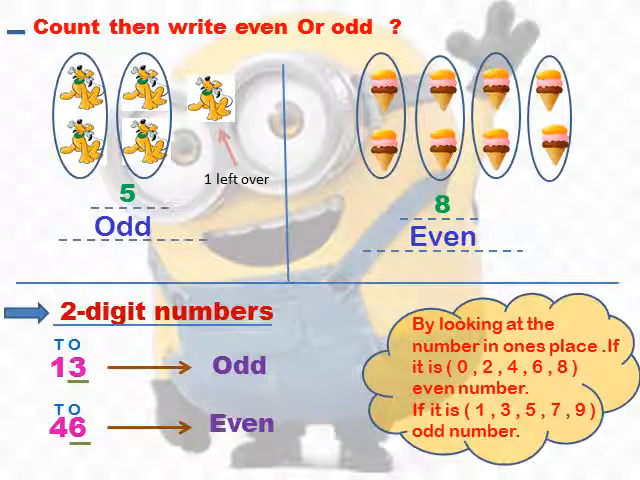So we have to look at the ones place. If it's 0, 2, 4, 6 or 8, that means it's an even number. And if it's 1, 3, 5, 7 or 9, that means it's an odd number. Okay, this is for the 2-digit numbers.